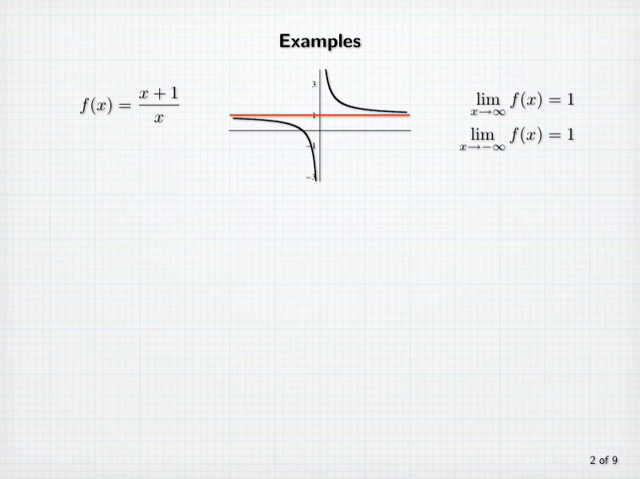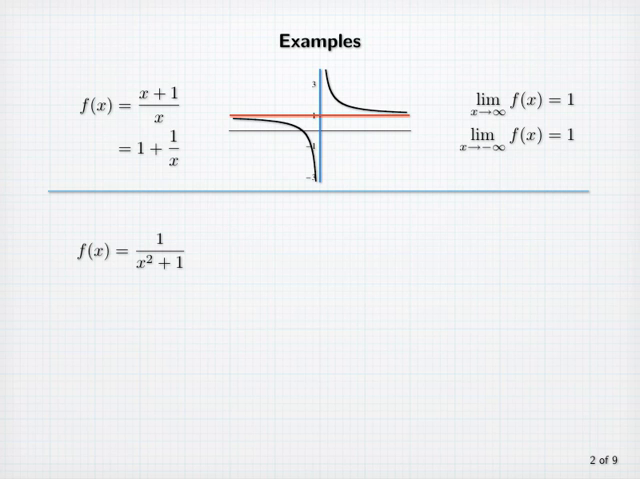To understand a little bit better why both of those limits are 1, notice that the function can be rewritten as 1 plus 1 over x. When x is large, whether positive or negative, 1 over x is small, and so the value of the function is approximately equal to 1. We point out also that there is a vertical asymptote at x equals 0 because the function has infinite one-sided limits as x approaches 0 from the left and the right.